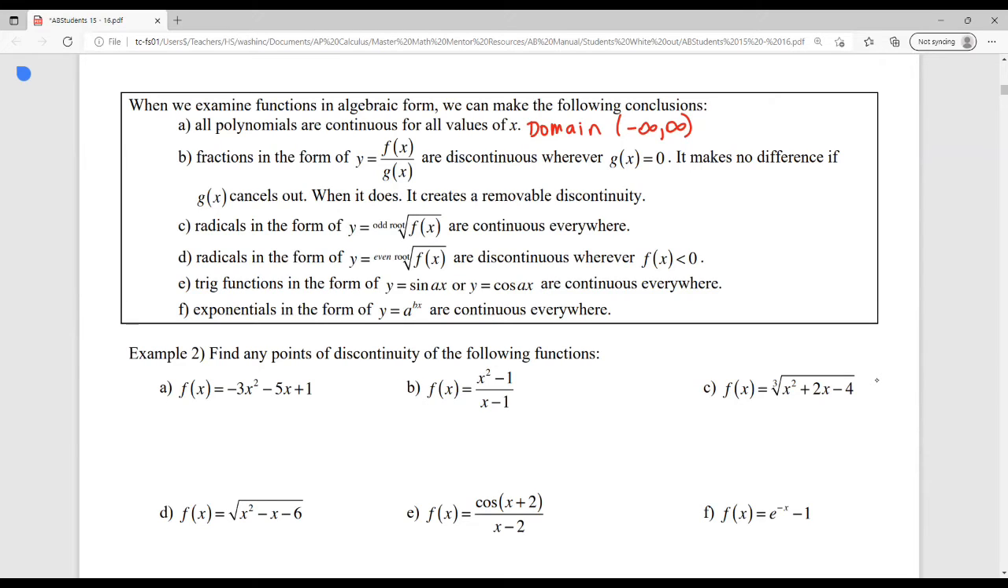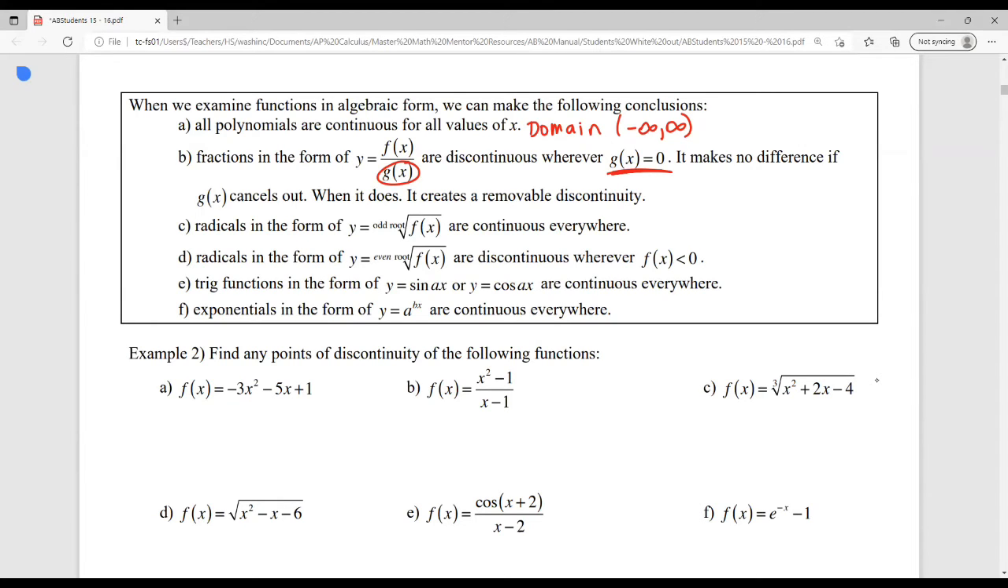If we look at fractions where you have an x in the numerator and an x in the denominator, we don't want the denominator to be equal to 0. Wherever the denominator is equal to 0, that's going to create some type of discontinuity. It makes no difference if it cancels out or not. If it does cancel out, that's when we get a hole. If it doesn't cancel out, it's going to be a vertical asymptote.